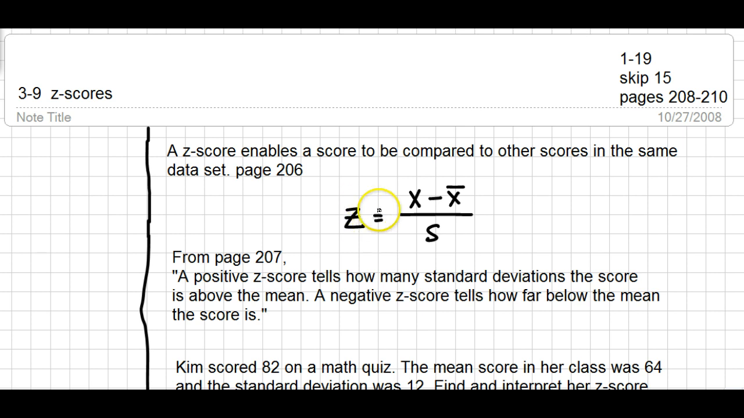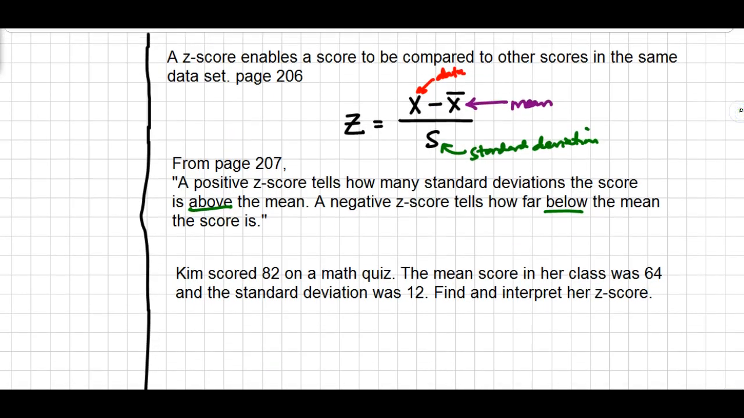The z-score is determined by taking your piece of data, subtracting it from the mean, x with a bar over it is the mean or the average, and the S on the bottom is the standard deviation. If you get a positive z-score, that tells you how many standard deviations the score, or the piece of data, is above the mean. A negative z-score will tell you how far below the mean the score is.